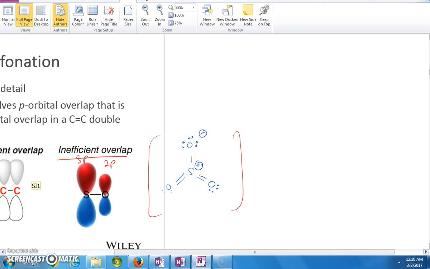Sulfur has 6 valence electrons, times 4 of them, so 6 times 4 is 24 valence electrons, which is equal to 12 electron pairs. And you have 1, 2, 3, 4, 5, 6, 7, 8, 9, 10, 11, 12. So it looks like this.